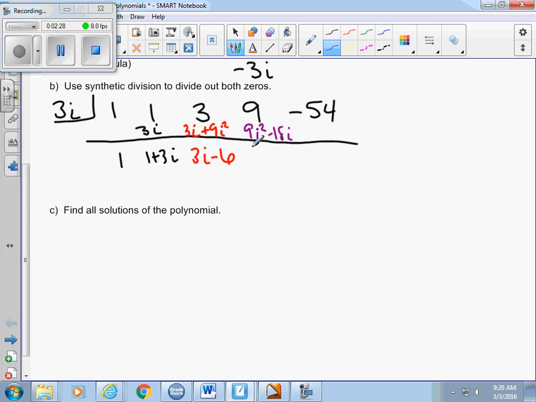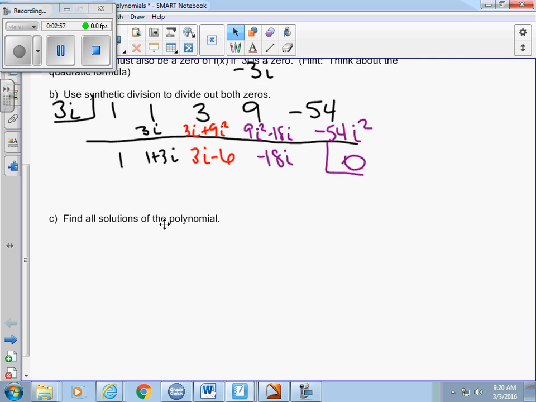What happens to the 9 and the negative 9? They cancel, and I'm just left with negative 18i. And negative 18i times 3i is negative 54i squared. And what is i squared? Negative 1, so I get 0, right? Should I have gotten 0? Yeah, it was nasty, but I should.